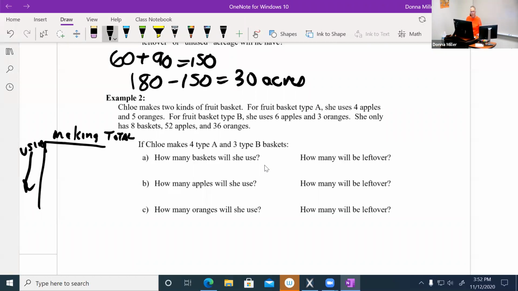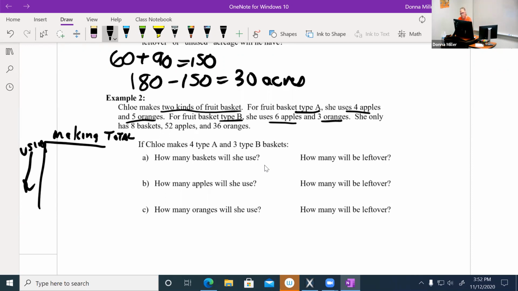So I'm going to go through this problem. I'm going to read it first. Chloe makes 2 kinds of fruit basket. For fruit basket type A, she uses 4 apples and 5 oranges. For fruit basket type B, she uses 6 apples and 3 oranges. She only has 8 baskets, 52 apples and 36 oranges.